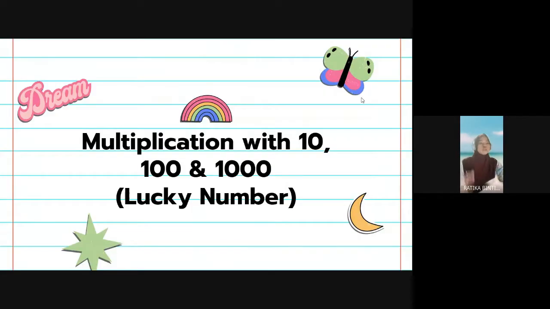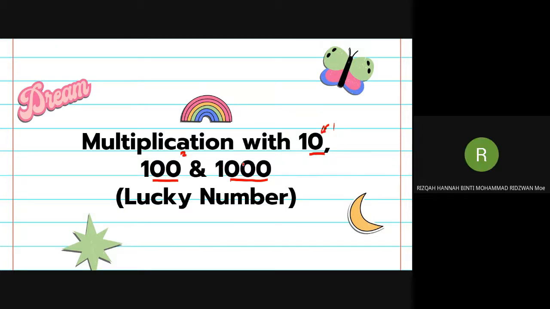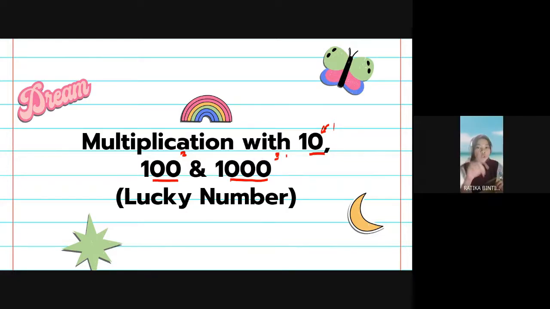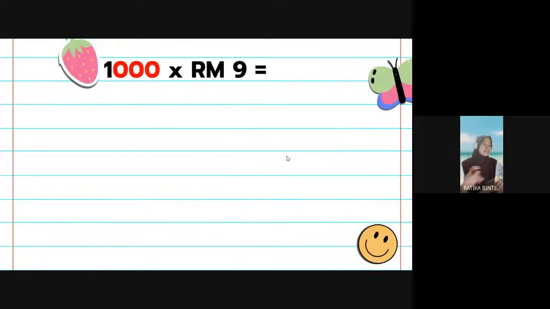Now we move to multiplication with 10, 100, and also 1,000. Do you remember this lucky number? Yes. Very good. So, when you multiply with lucky number, you pay attention to the amount of zero in the lucky number. 10 ada how many zero? 1. 100 ada 2 zero. 1,000 ada 3 zero. Pay attention to the amount of zero in each lucky number. Ingat. Okay. So, 1,000 times 9 ringgit.